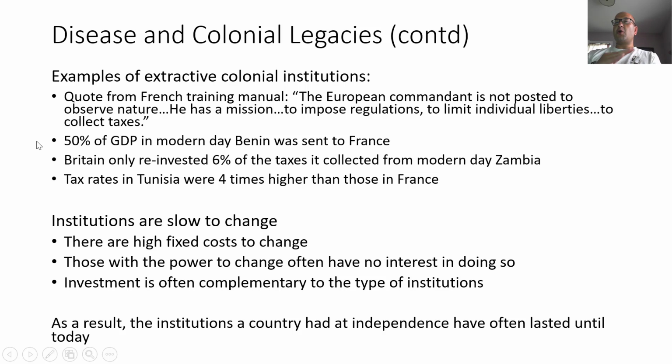So about half of total production in modern day Benin was sent to France. So not reinvested in the country, but basically half of the total income that was produced in that place was essentially hauled back to the colonizing power of France. Britain, for example, only reinvested about 6% of the taxes it collected from modern day Zambia. So 94% of them were going back straight to the UK. Tunisia, which used to be a former French colony, basically tax rates in Tunisia were 4 times higher than they were in France. So those are just a couple of examples of these really extractive institutions that were set up in these colonies, a lot of which had really high settler mortality rates.